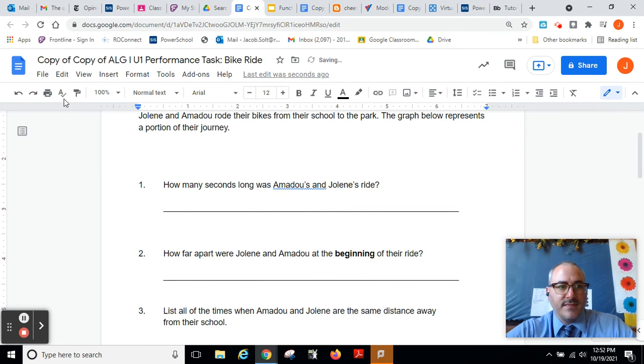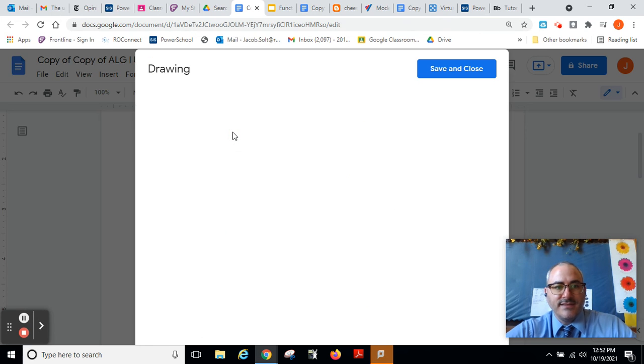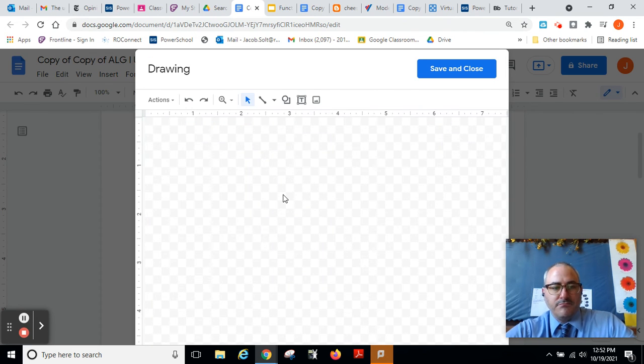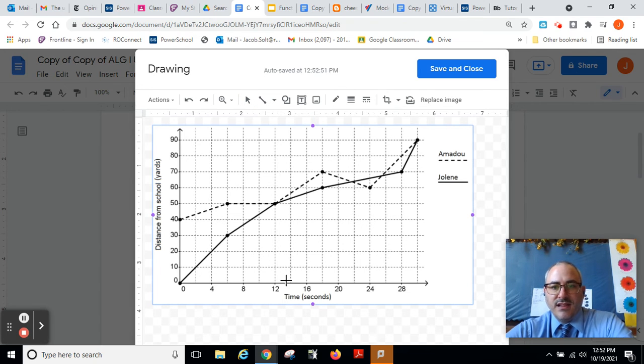Let me try. Do Control C, new drawing. Here I go. Post the drawing in there. Okay. Now I can draw on top of it. Let me give you Jolene's average rate of change. This is where she started. This is where she ended.